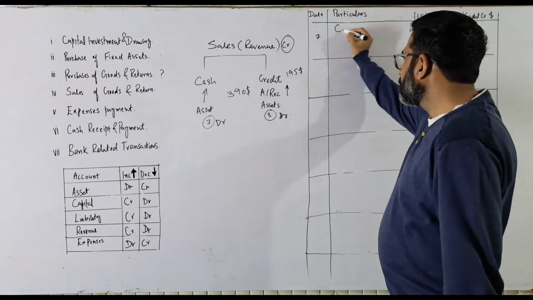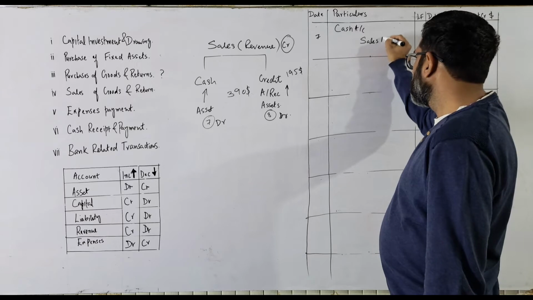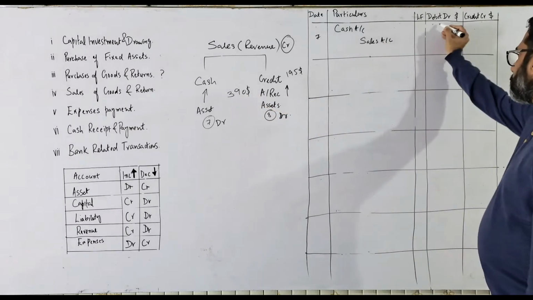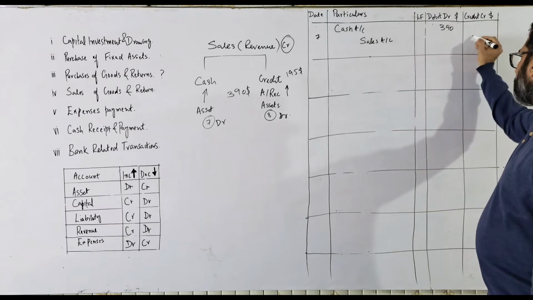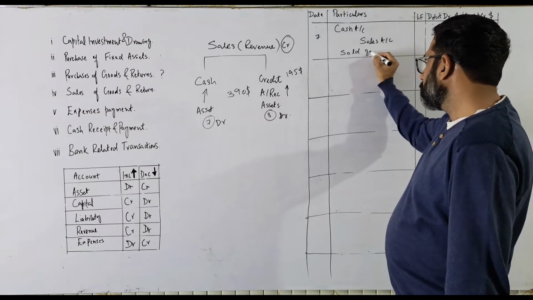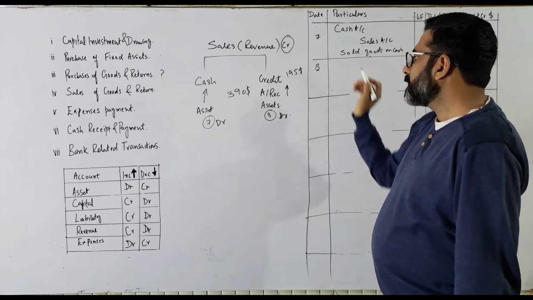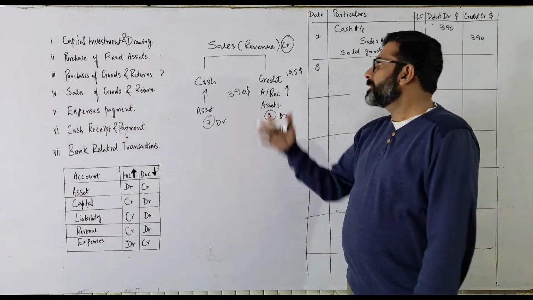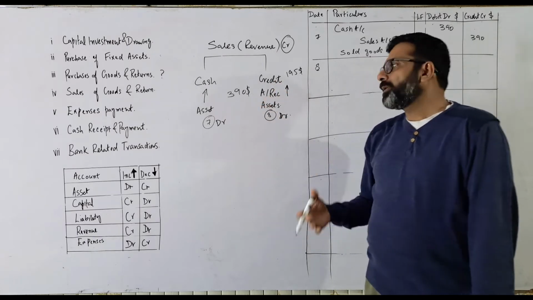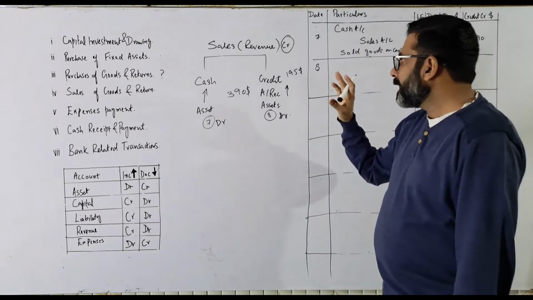So here we can write the cash account and the sales account. The amount is how much? That is $390. We can write the description as sold goods on cash. Now the next transaction is what? Again there is a sale. It is a revenue, but it is not received immediately. They will pay after, let's say, 10 days, 15 days, 20 days. So there is some credit transaction.